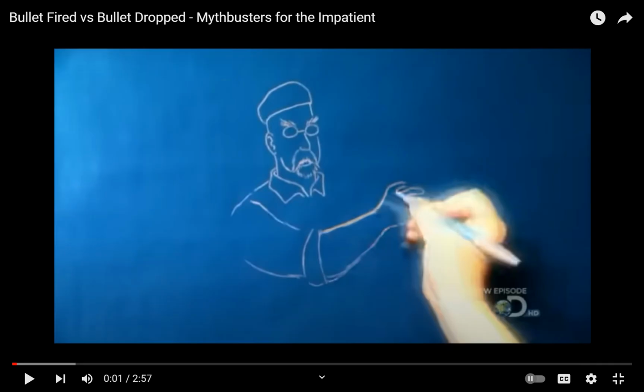So here we go. This is a Mythbusters thing where they actually rig up a system so that a bullet is dropped at exactly the same time another bullet is fired horizontally. And they set it up so the fired bullet is going to land at the exact same place as the drop bullet. And what we're going to see is that they hit the ground at the same time. Oh, whoops.